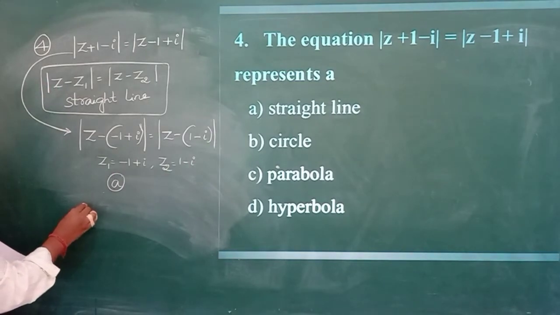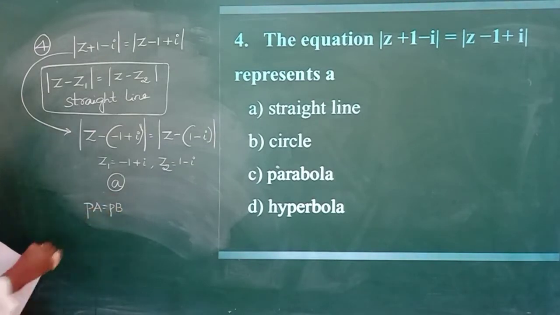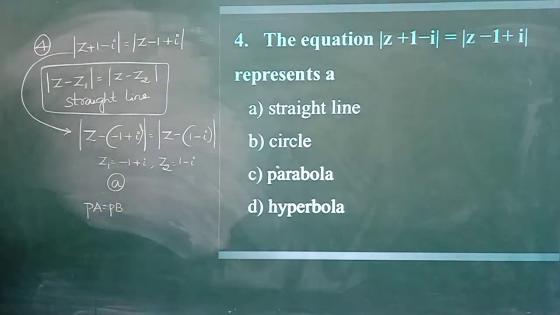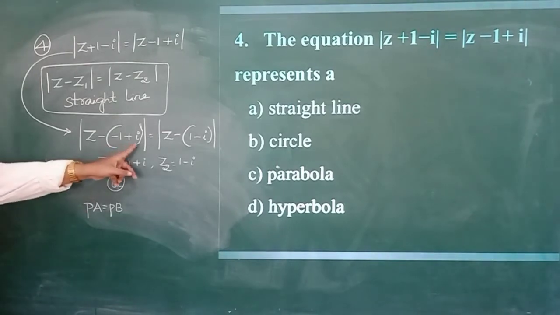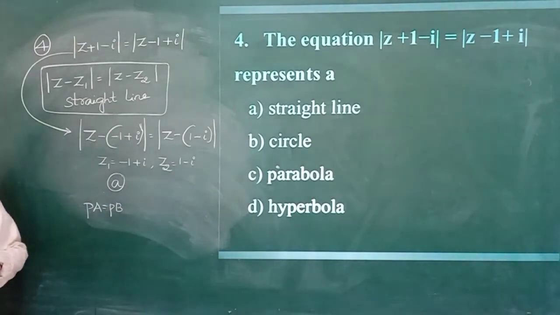That is, in first PU you studied one concept, PA is equal to PB. That is, find the locus of a point which moves in a plane which is equidistant from the 2 points, that is, PA is equal to PB. The formula here is modulus of z minus z1 is equal to modulus of z minus z2. So here minus 1 plus i is z1 and 1 minus i is z2. So we'll go for the next one.